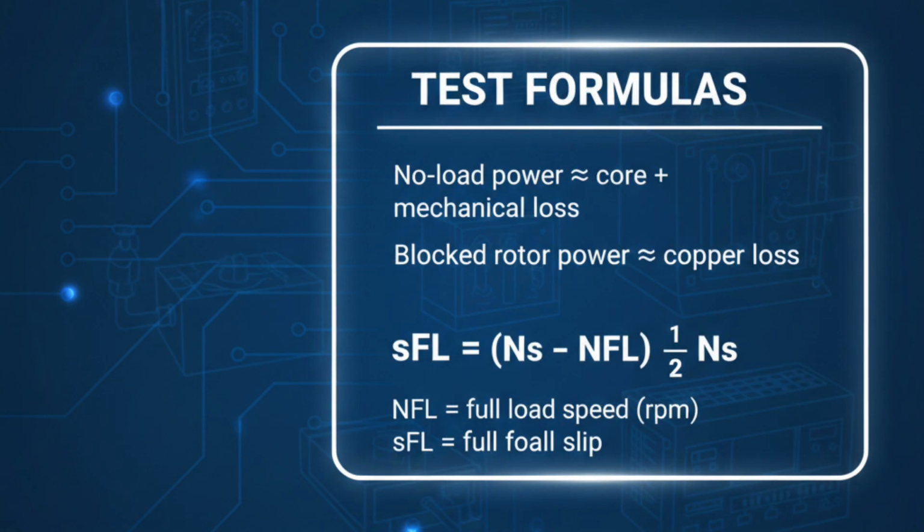From no load and blocked rotor tests, we calculate many performance parameters. At no load, the input power is approximately equal to core losses plus mechanical losses. During blocked rotor test, the input power is mainly equal to copper losses because the rotor is not allowed to rotate. Full load slip is calculated using synchronous speed and full load speed. These formulas are extremely important for laboratory experiments in ETO or COC numerical.